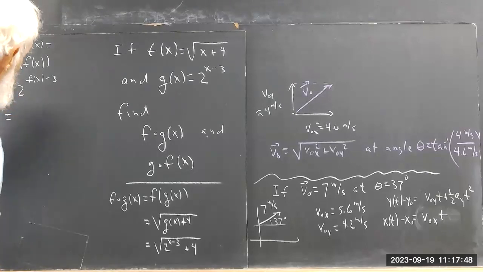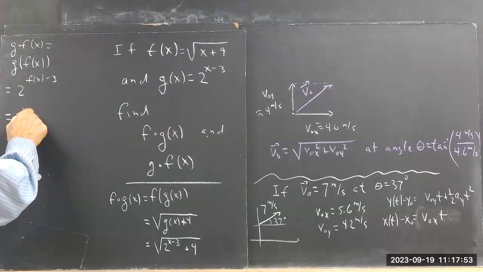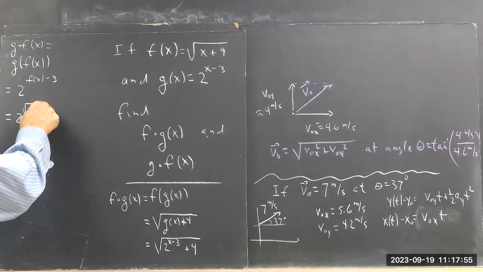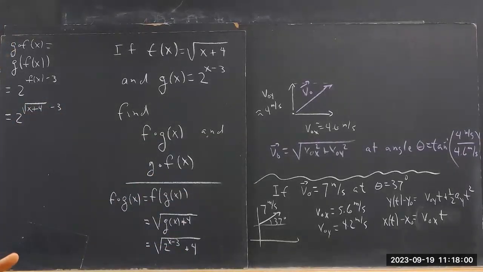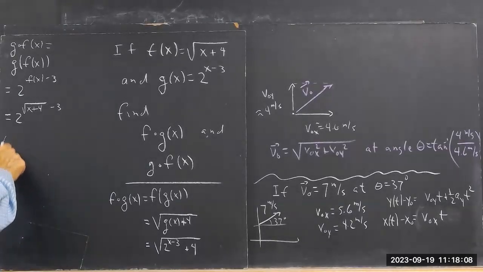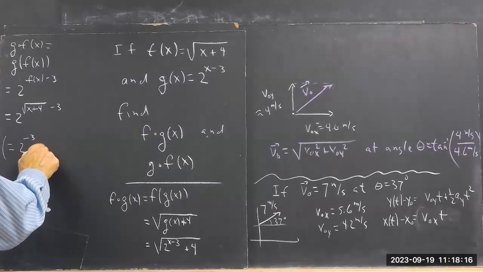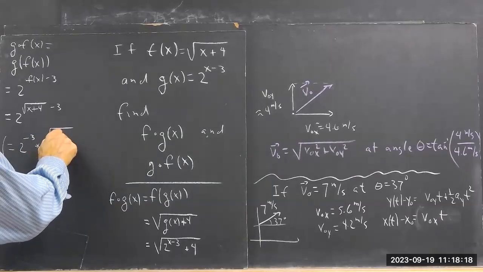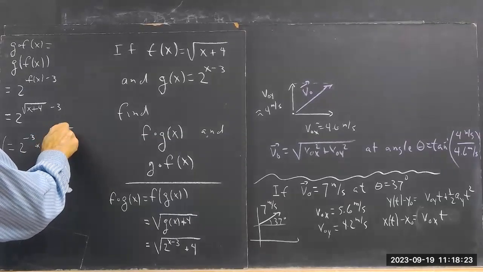Okay. Then we know that f of x is the square root of x plus 4. So this is 2 raised to the square root of x plus 4, minus 3. None of that can be simplified. Now, actually, using the laws of exponents, you could write this, and I guess this is worth looking at. I'll put this in parentheses. This equals 2 to the minus 3 times 2 to the square root of x plus 4.